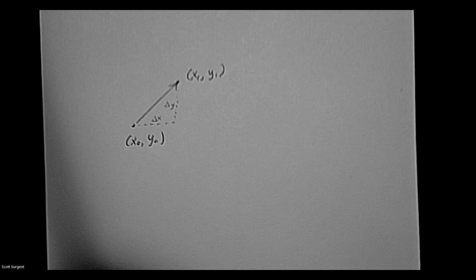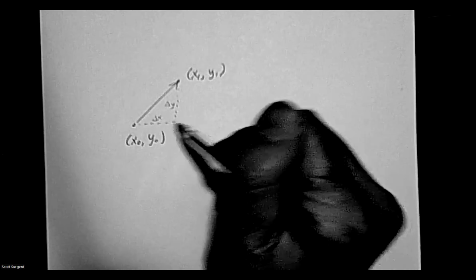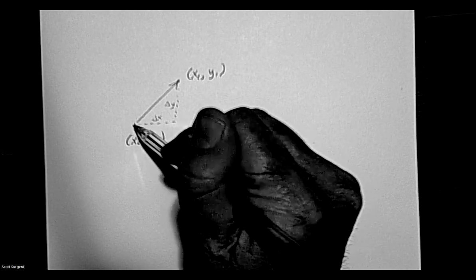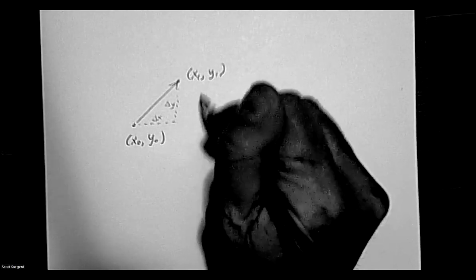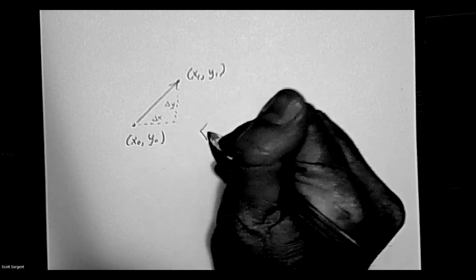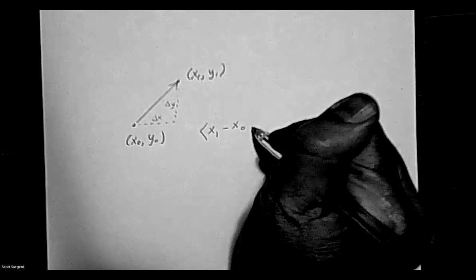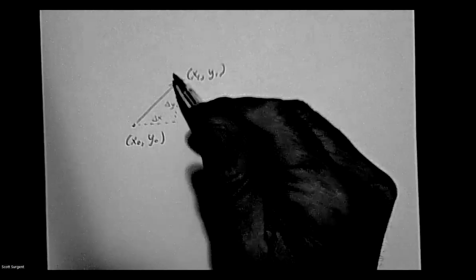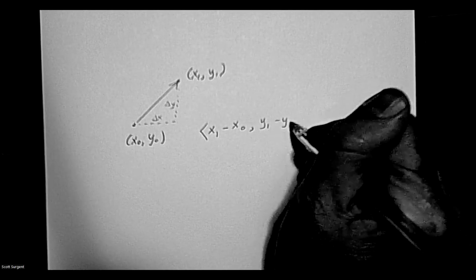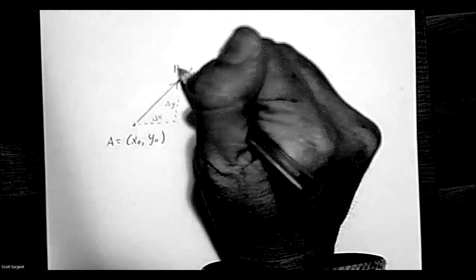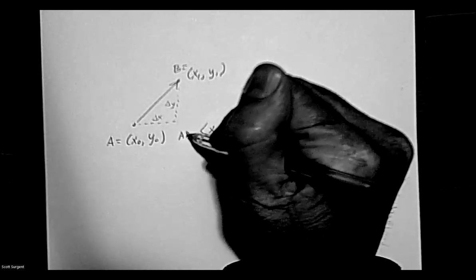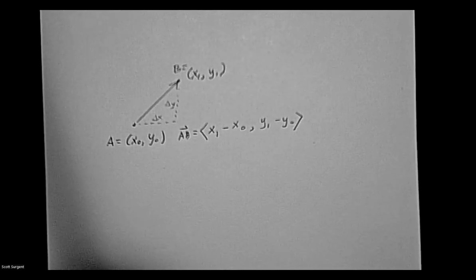Okay. So you're just doing subtraction. The distance from the first x naught to x1 right here would be the subtraction of the two. So it'd be x1 minus x naught. And then the same for the y's, y1 minus y naught. If I call the first one A and the second one B, then we call the resulting vector AB. Does that make sense?